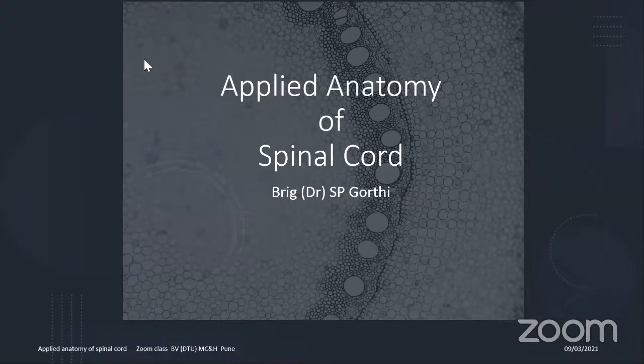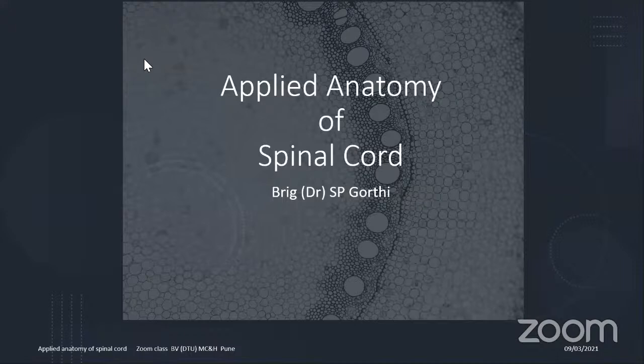Good morning, students. We'll be talking about applied anatomy of the spinal cord. As you all know, the spinal cord conducts the action potentials generated by various receptors on their stimulation from the periphery, and conducts these impulses through the nerves into the dorsal root ganglion, and these impulses ascend in the spinothalamic tract to the parietal lobe for further processing.